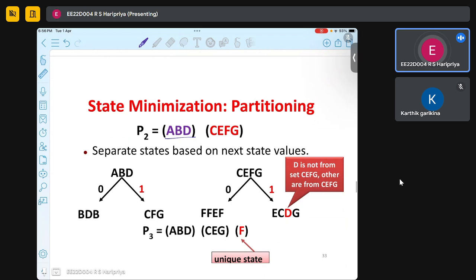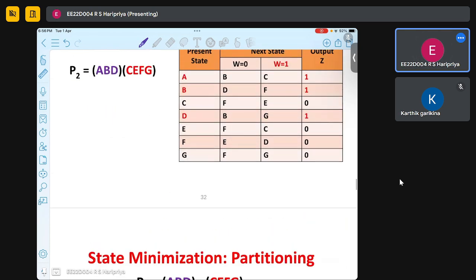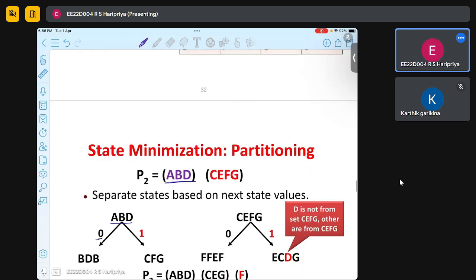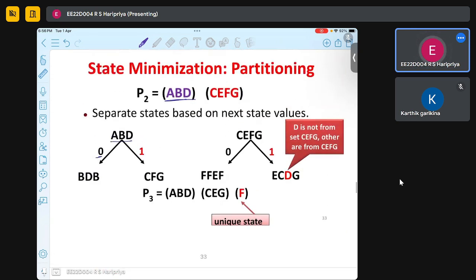So let's consider this. If it is ABD and the input is 0, what will be the next state? For A, it is B, the input is 0, so B. For B, it is D. For D, it is B, if it is 0. And if it is 1, C, F, and so on. This way we will get this.